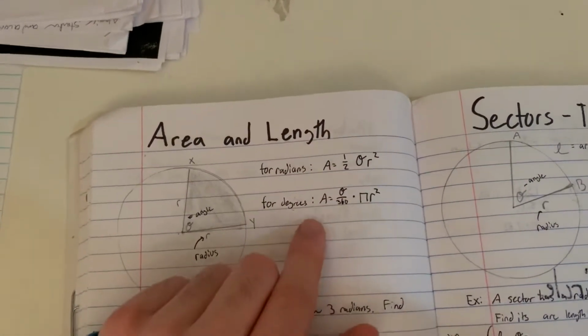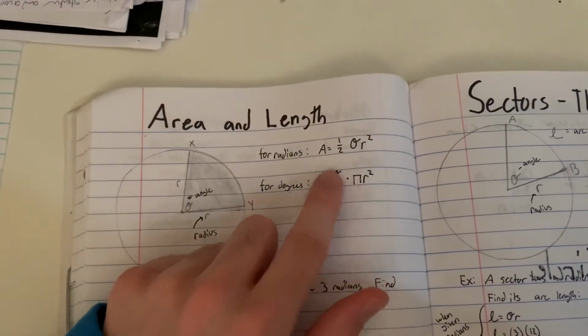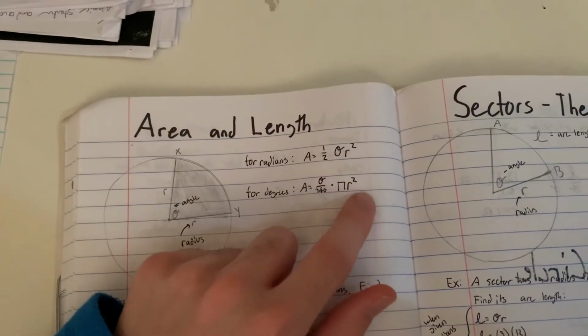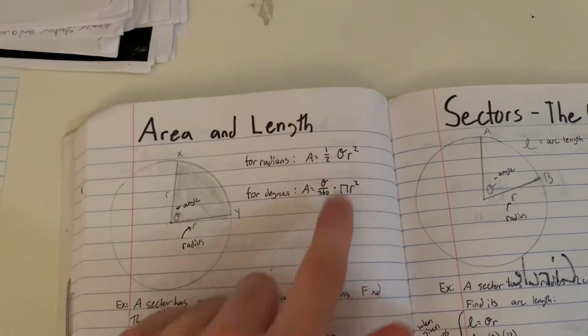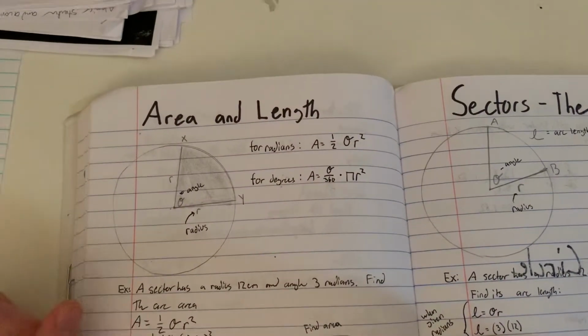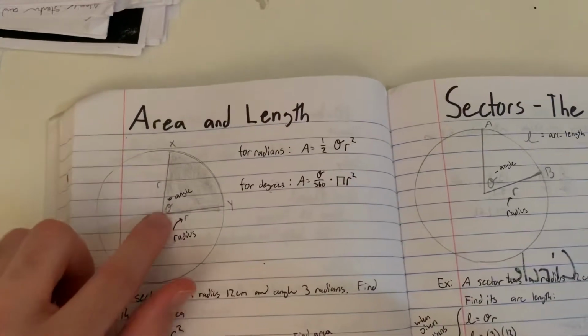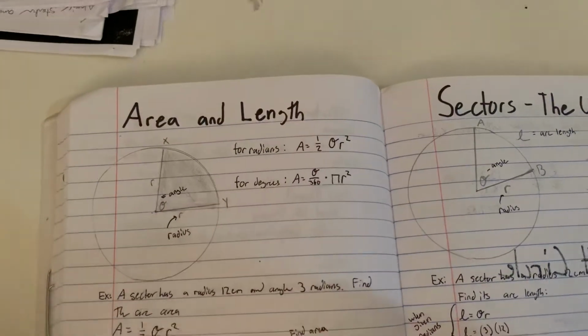and if you're given degrees, you will do area equals the degree over 360 times pi r squared. Now, it's basically just plugging in what you see, depending on what those numbers are. So if it's a degree, you'll put it over 360. And if it is just a radian, you'll plug it in to the radian spot.